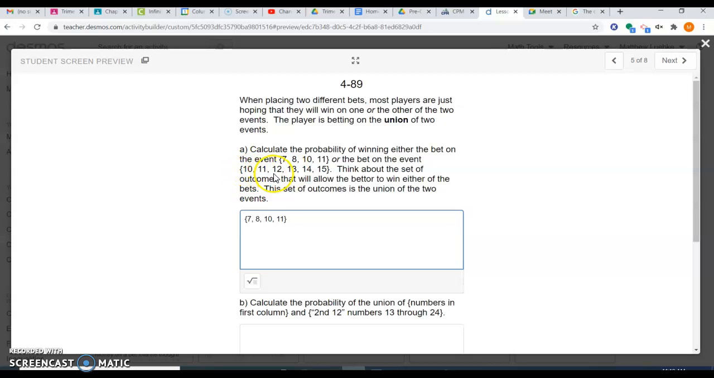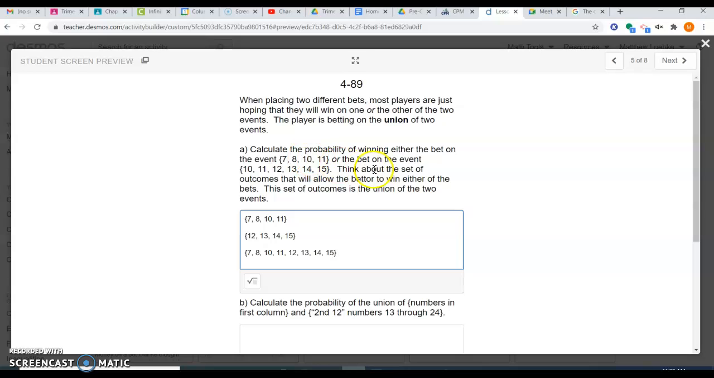Well, for the second bet, what would win? I don't want to repeat numbers here because we're talking about winning one or the other. And so the other ones that could win would be 12, 13, 14, and 15. I want to create one subset of all the possibilities where I win one or the other bet. So I just want to combine these two sets, and it's going to be 7, 8, 10, 11, 12, 13, 14, and 15.